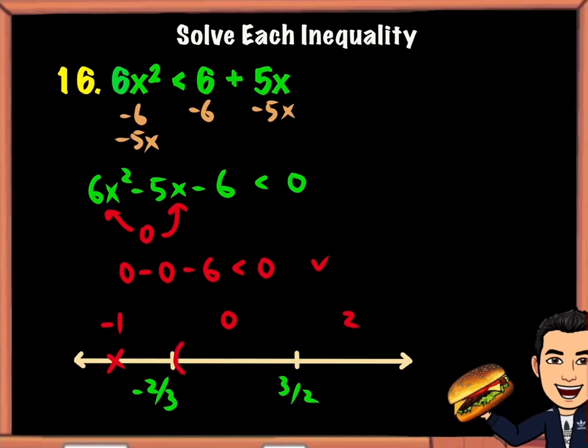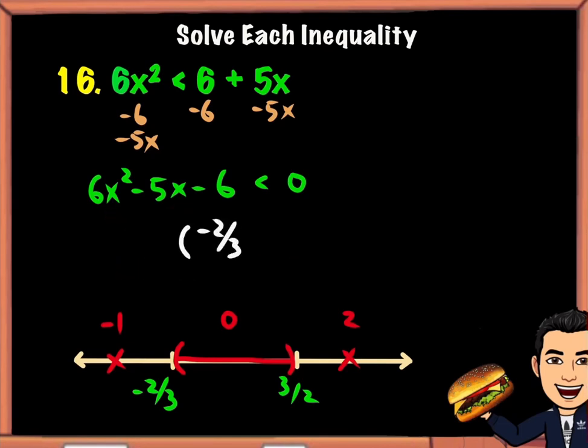So I'm going to put the parentheses saying that this is our interval. Let's go ahead and use the 2 and verify that that is not going to be our interval. So you're going to get 24 - 10 - 6, and that is greater than 0. So this is not the interval we want. So you're going to write (-2/3, 3/2).